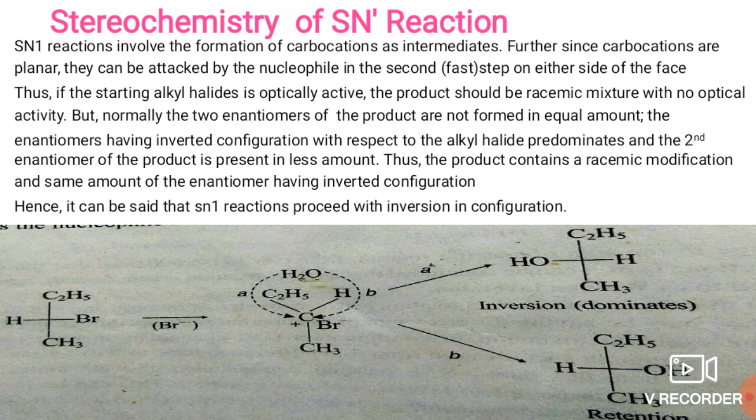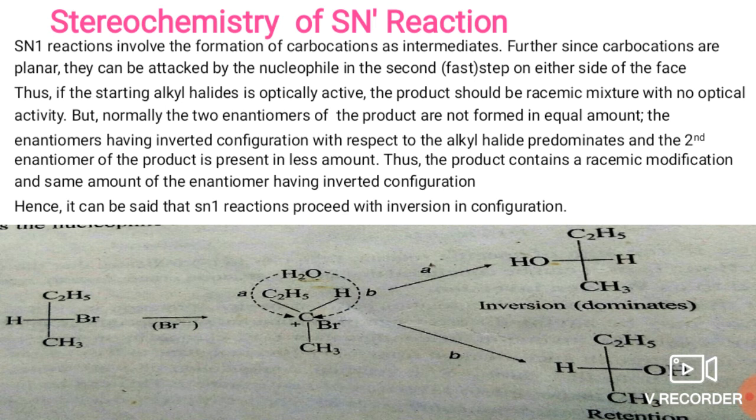Stereochemistry of the SN1 reaction. The SN1 reaction involves the formation of a carbocation as an intermediate. Further, since the carbocation is planar, it can be attacked by the nucleophile in the second step on either face.